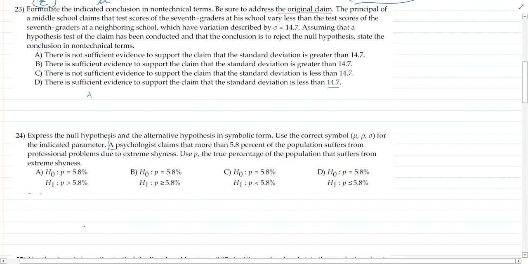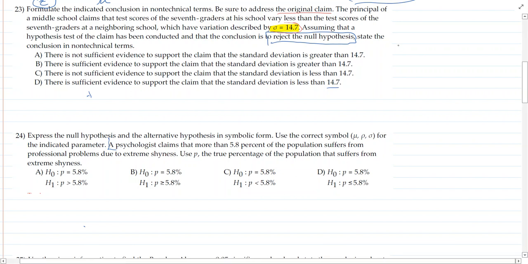Here it is. The principal of the middle school claims the test scores for the 7th graders of his school vary less than the test scores of the seventh graders in a neighboring school, which have variations described as a standard deviation of 14.7. All right, so we're talking standard deviations here. Assume that a hypothesis test of the claim has been concluded, and that the conclusion is reject the null hypothesis. State the conclusion in non-technical terms.